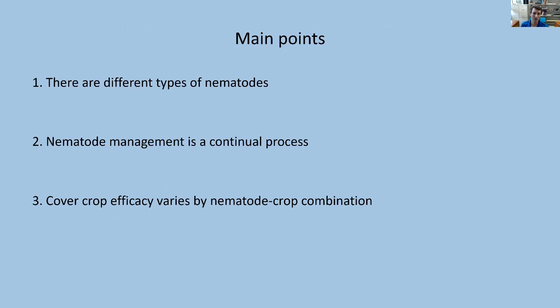So again, main points, there are different types of nematodes. And again, sampling is going to help you determine which nematodes you have. That's going to allow you to pick what cover crop is going to be best for your situation. Nematode management is a continual process. And again, cover crop efficacy varies by nematode and cover crop combination.